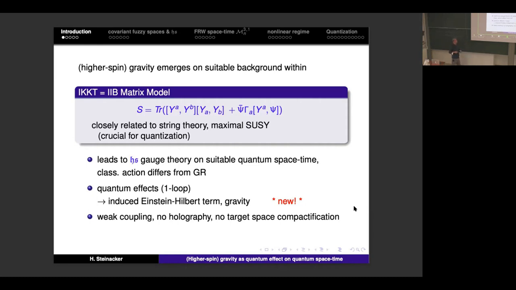The message that I will try to convey is that within this model, gravity, or some type of gravity, in fact a higher spin type of gravity, emerges on suitable backgrounds at a classical level. So I will first consider this model as a classical model on some classical solutions. The statement will be that the physics you get on this background is that of some sort of higher spin generalization of gravity. That is the first part of the talk.